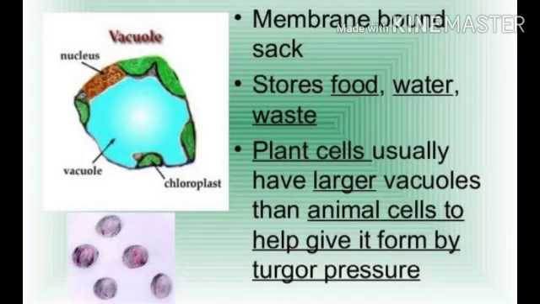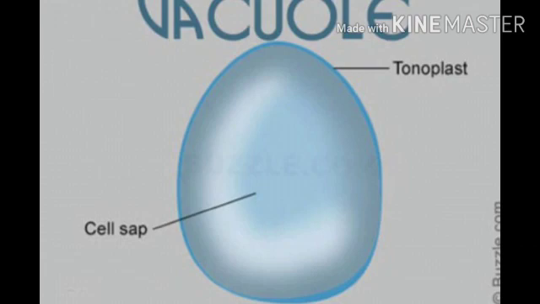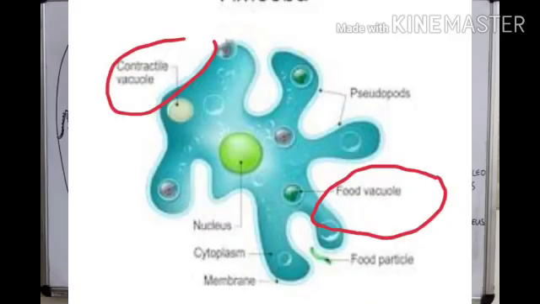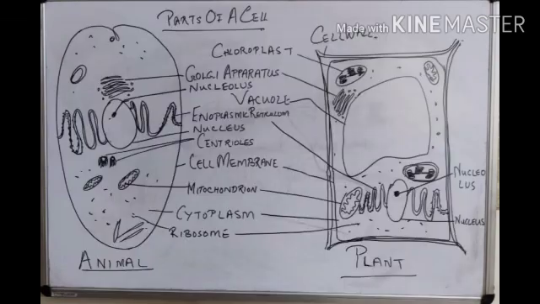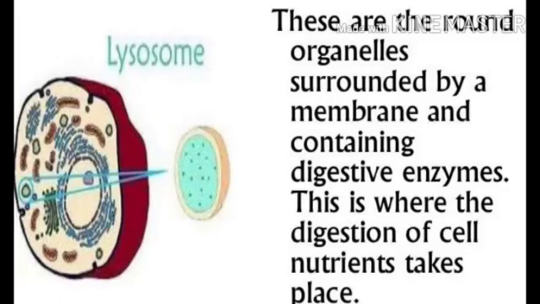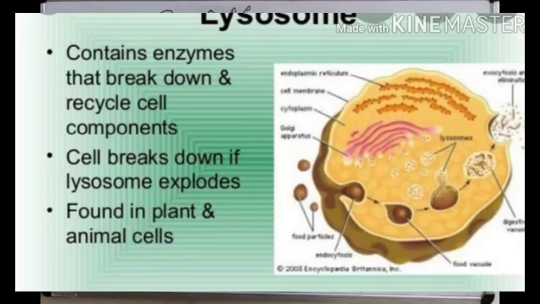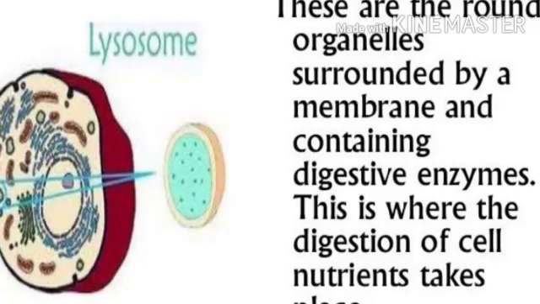They are surrounded by a membrane called tonoplast. In amoeba, vacuoles contain food particles and are called food vacuoles. Now next we have lysosomes. They are generally absent in plant cells but are present in animal cells.